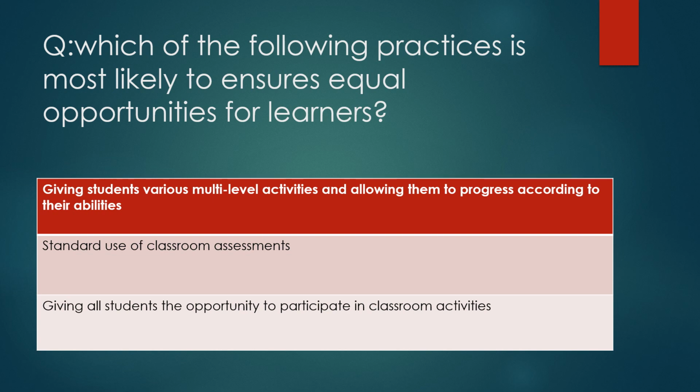These are your three options, but your question is asking which of the following practices is most likely to ensure equal opportunities for students. So you have to see where you find equal opportunities for learners. Okay, when you give students various multi-level activities and allow them to progress according to their abilities.